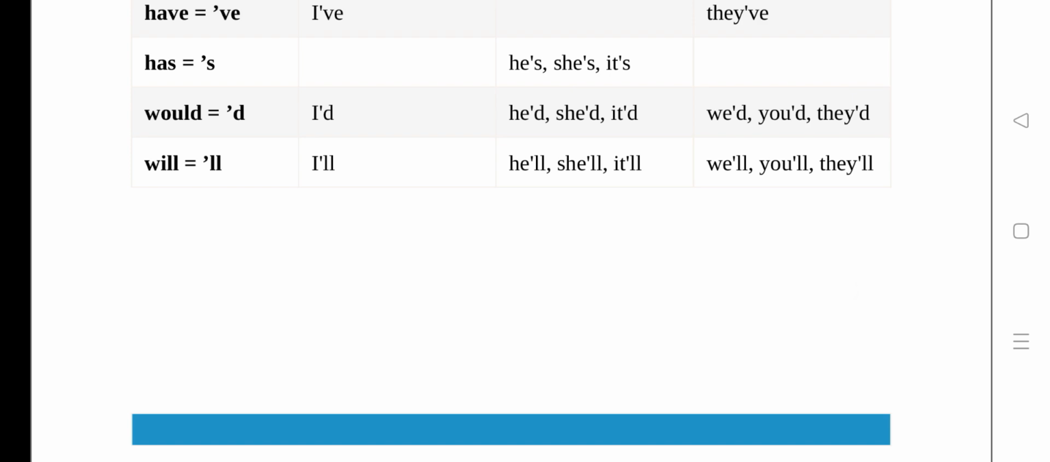There are also some exceptions, and we will also discuss them later. We cannot just make a contraction by placing an apostrophe in the missing word's place. We have some exceptions also. So we will discuss it later.